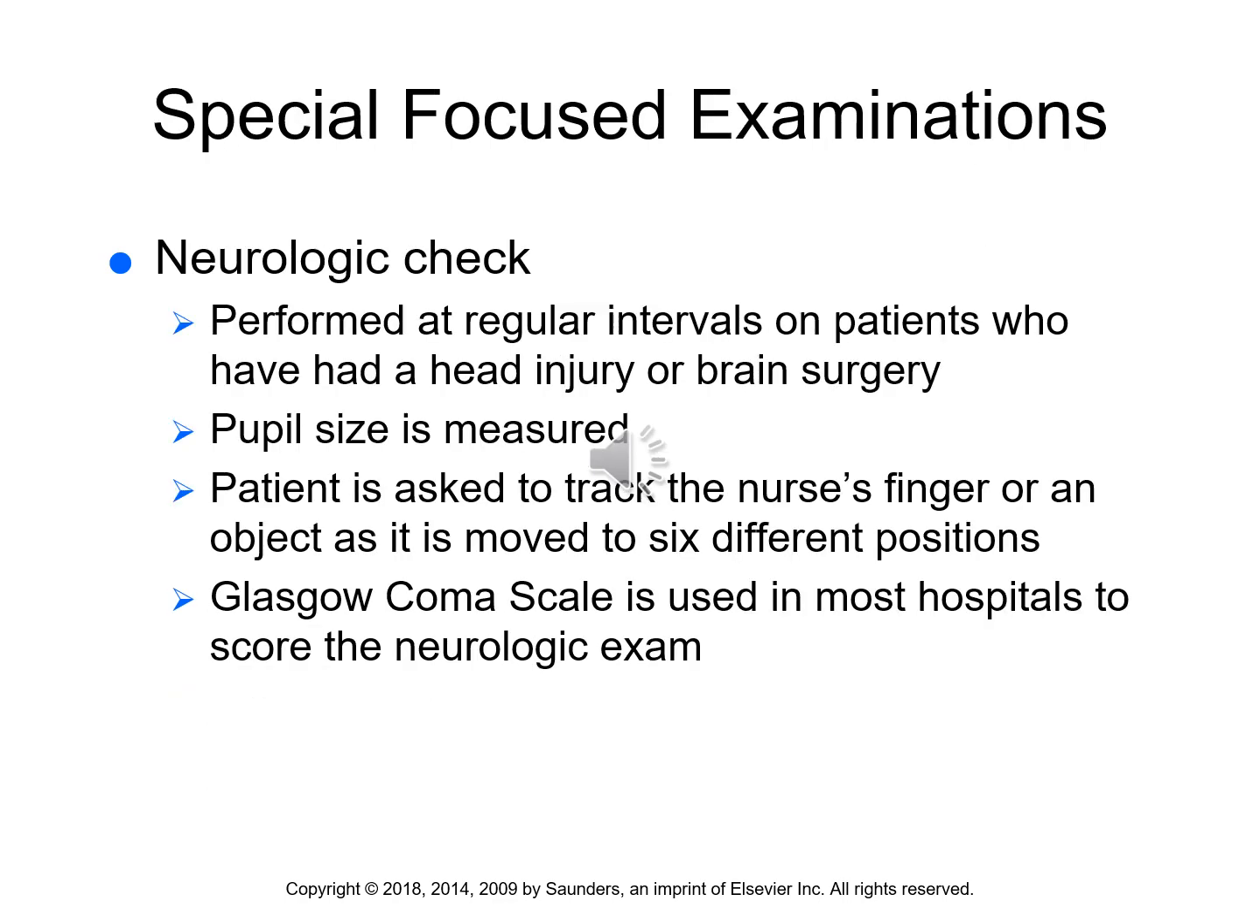Okay, so a neurologic check. Anytime you have a patient with a head injury or brain surgery or something like that, you need to be performing neural checks, especially with your older adults. That's why a lot of times in long-term care facilities, they should have some type of policy that if your older adults fall and hit their head, you should be doing neural checks on them. But anybody really with head injuries or brain surgeries, you need to be performing neural checks on them.